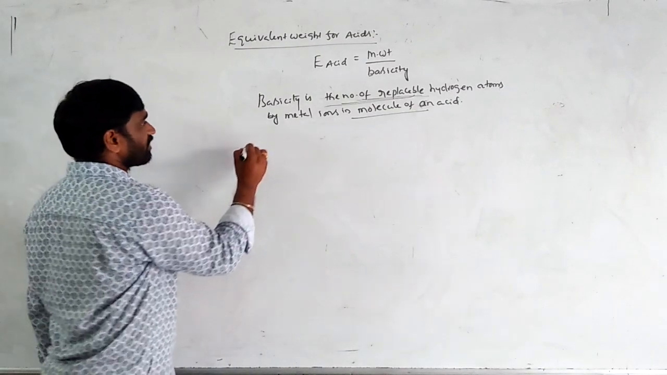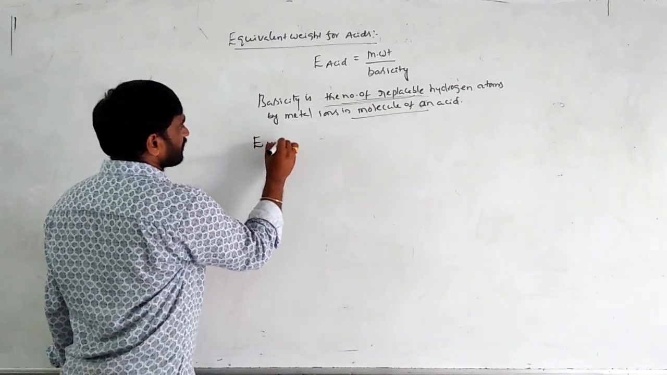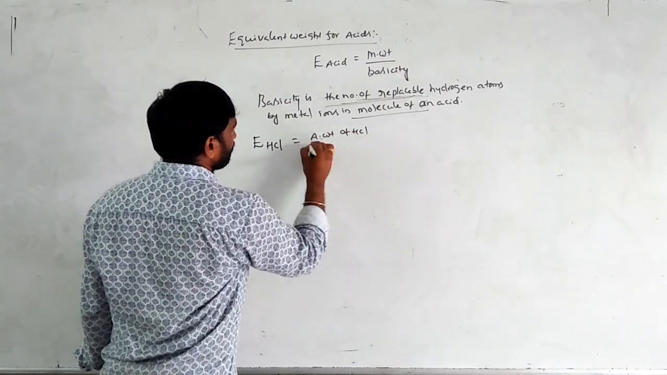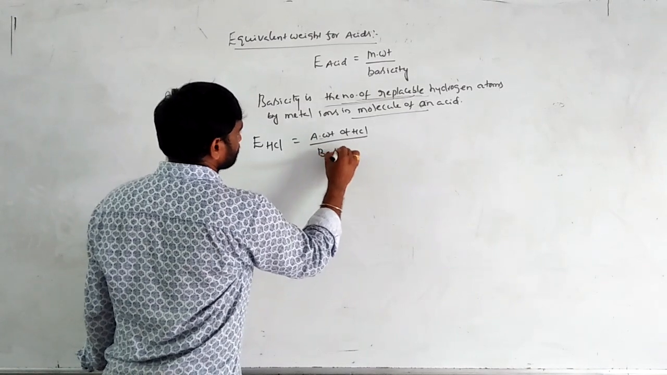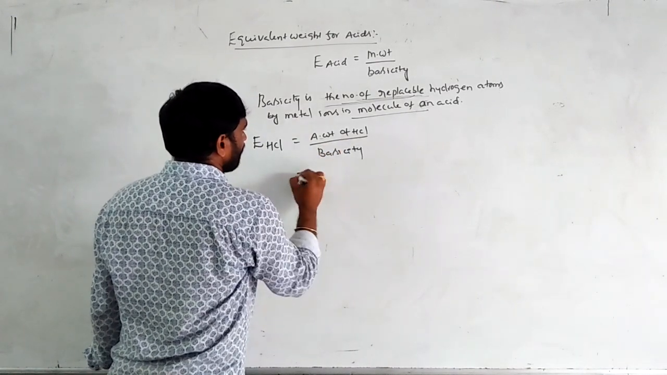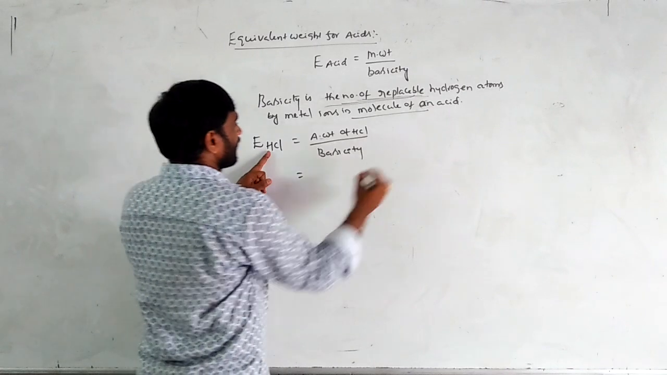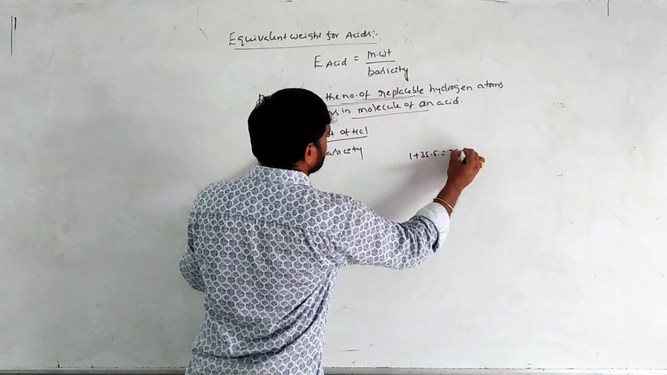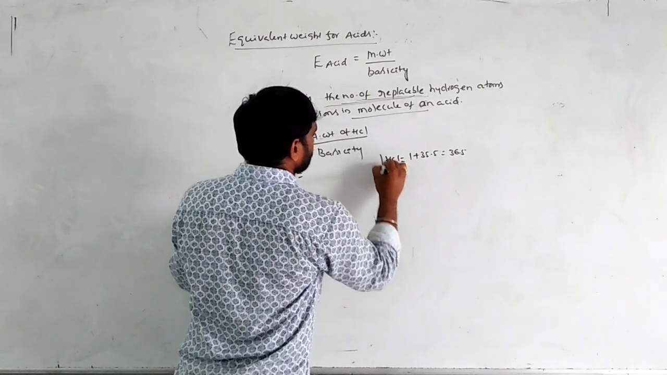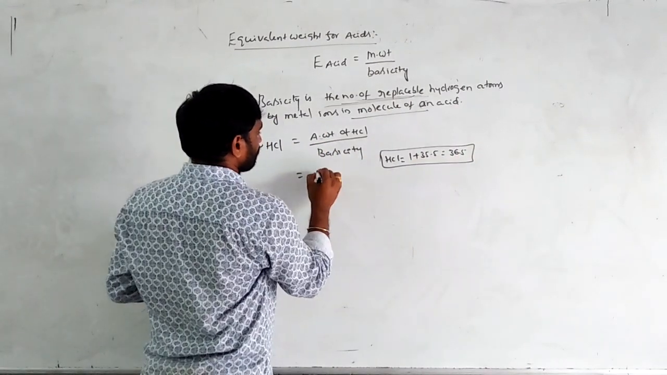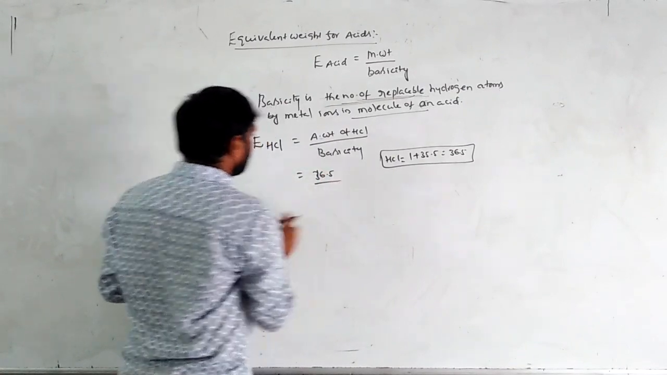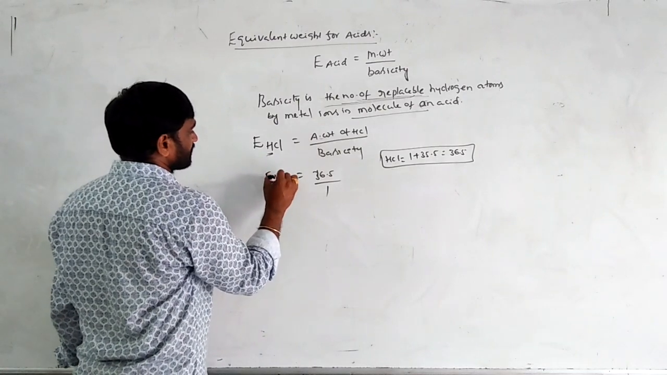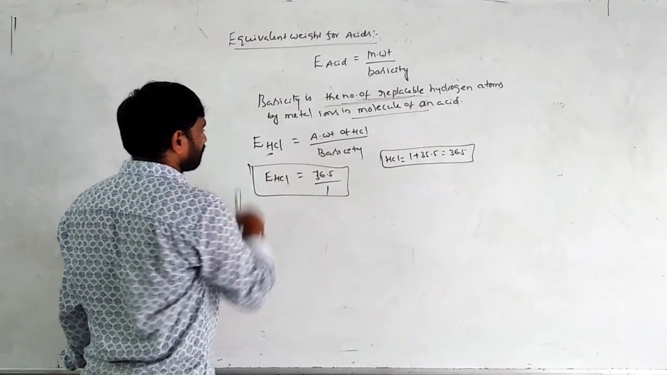For example, equivalent weight of HCl equals molecular weight of HCl by basicity. Molecular weight of HCl: hydrogen 1, chlorine 35.5, equals 36.5. So 36.5 by number of replaceable hydrogen atoms 1. So equivalent weight of HCl equals 36.5.